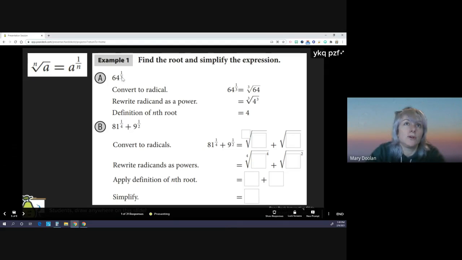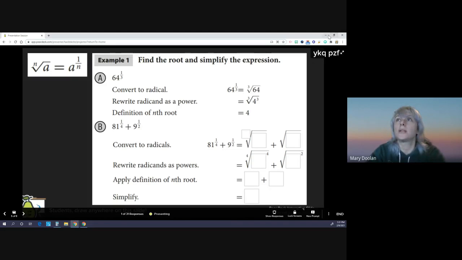So 64 to the 1/3, we're going to first convert to a radical by using this main idea right here, this rule. Okay, a and 64 represent the same number. n and 3 represent the same number. So 64 becomes the radicand, 3 becomes the index. Okay, 3 was the denominator in the exponent, it became the index. 64 was the base, it became the radicand. So I'm just rewriting it using this rule. That's first, just to put it into a root, because we're working with roots. Then we want to rewrite the radicand as a power.